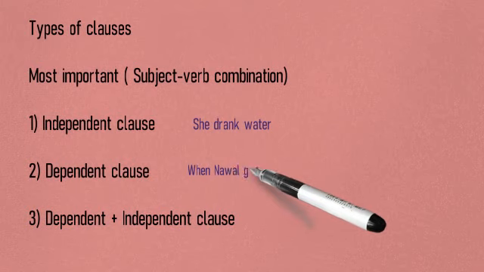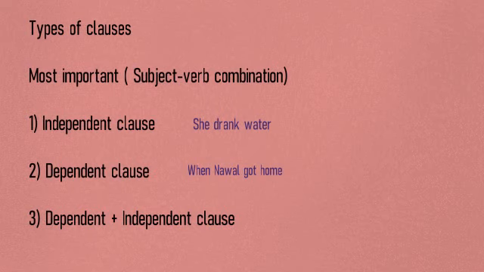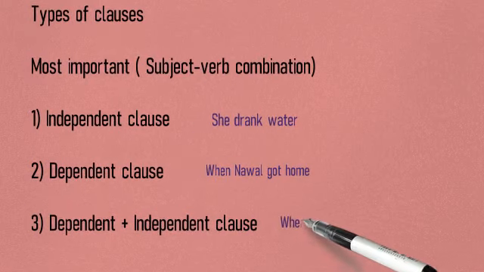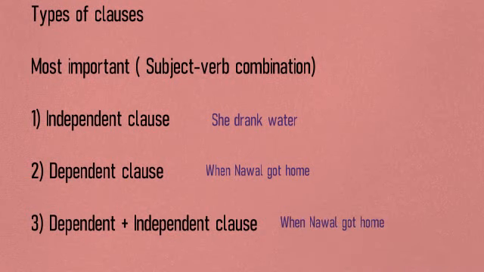Now we will discuss the dependent clause. Although it also has a subject-verb combination, it cannot be a sentence. As the name itself says, it's dependent. Let me give you an example. When Nawal got home. Nawal is a subject, got is a verb. But it's not a complete sentence because if Nawal got home, then what? What happened? So this is an incomplete sentence. To make it a full sentence, you have to combine it with an independent clause. Then the sentence will be, when Nawal got home, she drank water. So now this is a complete sentence.